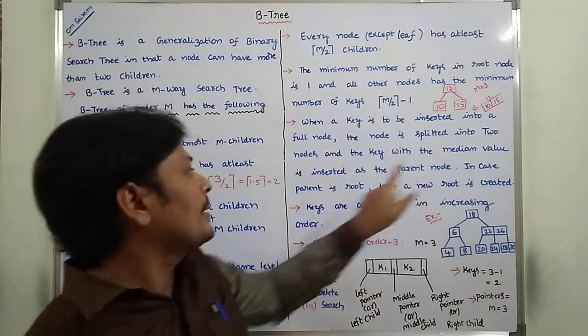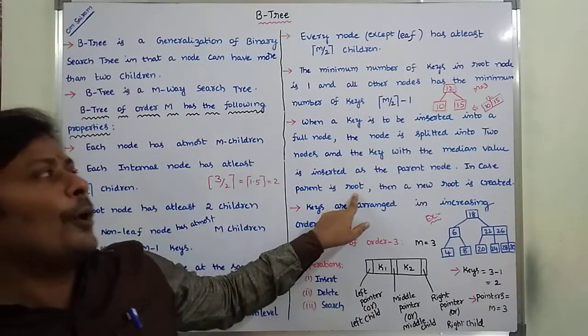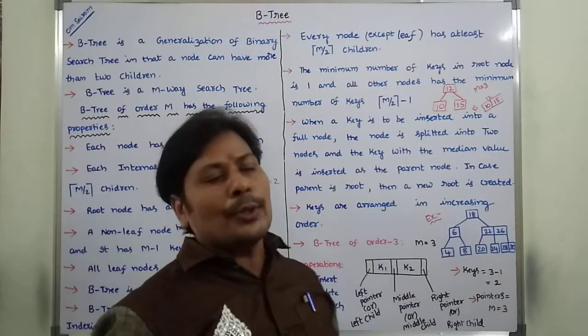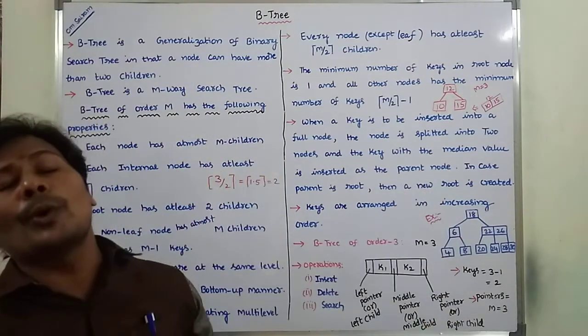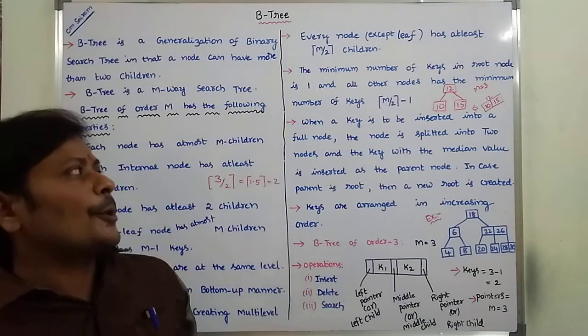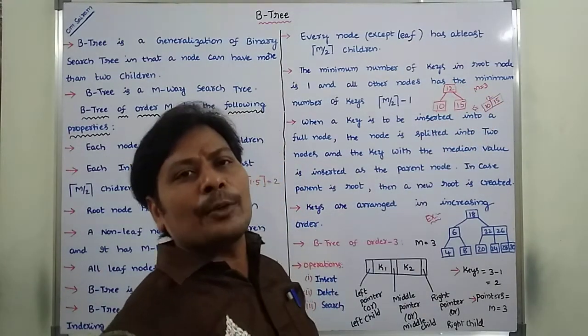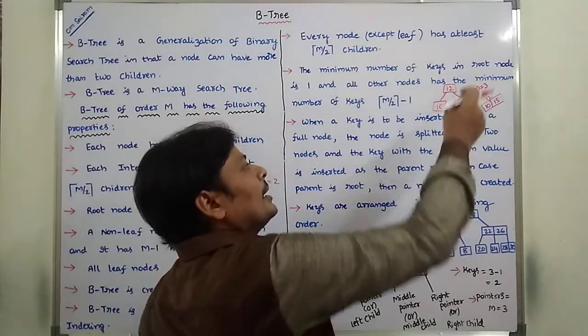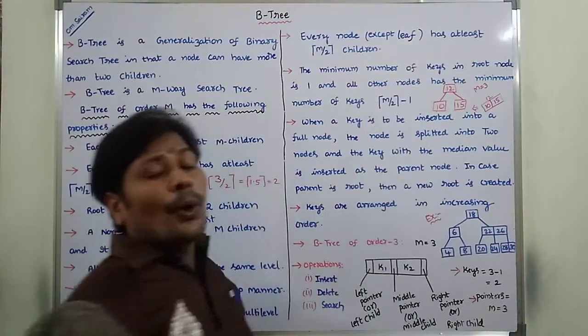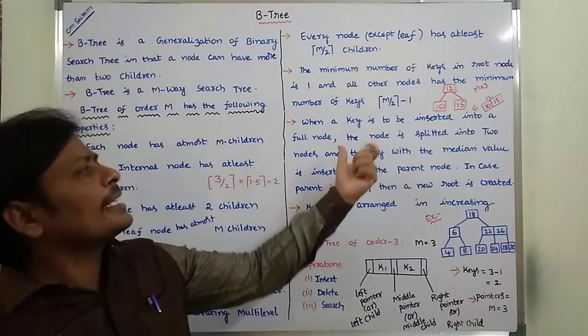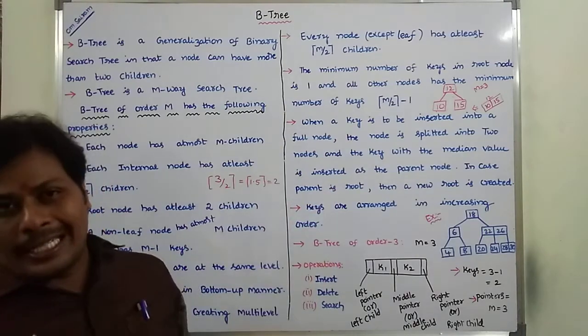In case the parent is the root, suppose the parent is the root node, then a new root is created. So suppose here one node is there, another node is there, so here a new root node is created. That can be discussed in the example.